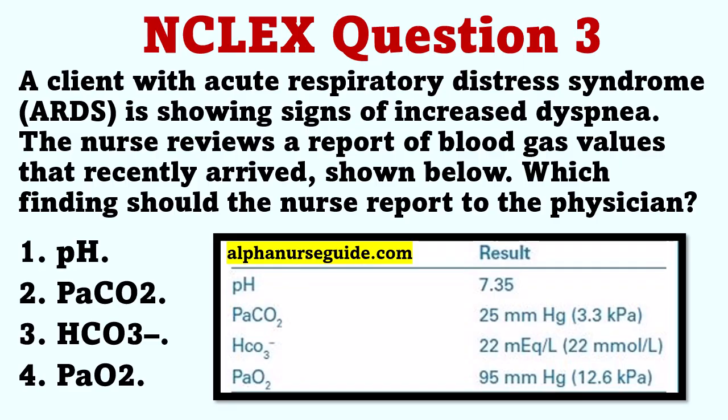The bicarbonate level is normal in uncompensated respiratory alkalosis, along with the normal PaO2 level. Normal serum pH is 7.35 to 7.45. In uncompensated respiratory alkalosis, the serum pH is greater than 7.45.